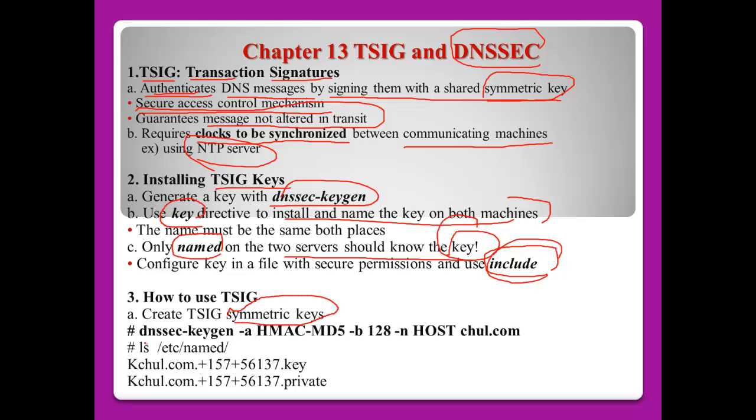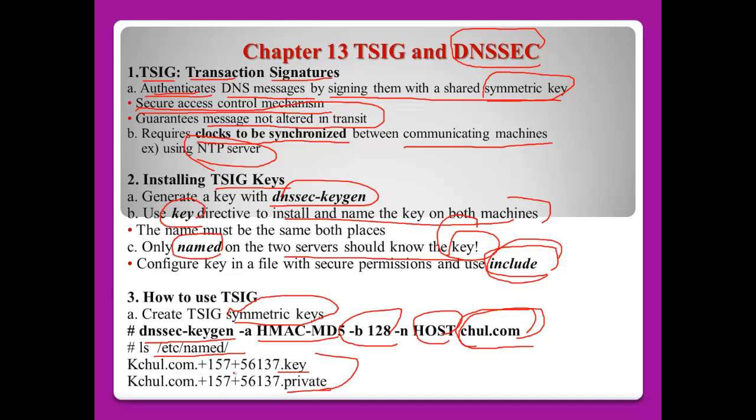So using this command, DNS security key generate, with the algorithm, the key block size and the host. In my case, I will use this key name, chol.com. Even if you create these keys in any directory, it's okay. In my case, I will create this directory. If you are successful in creating these keys, you can see two files, key and private.